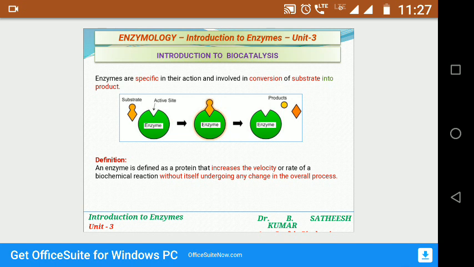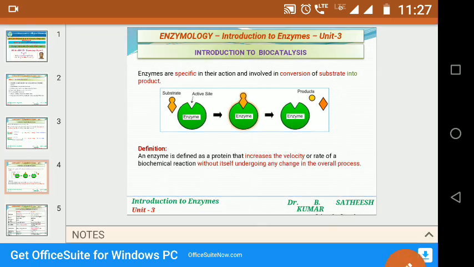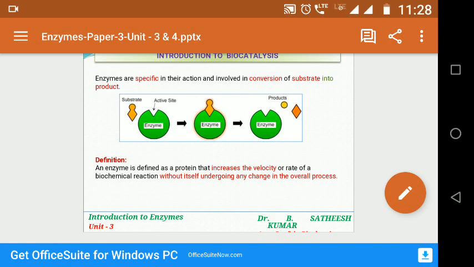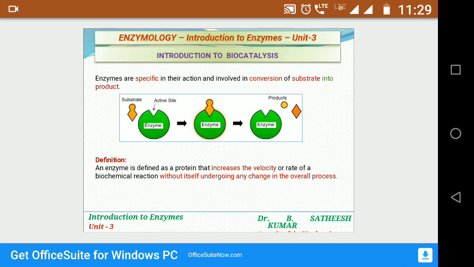What are they? The enzymes are protein in nature. We already studied proteins in first year. Proteins are nothing but sequences of amino acids. It is a polymer of amino acids. Amino acids are joined with each other in a specific sequence by means of peptide bonds. You will get a chain, a polypeptide chain.